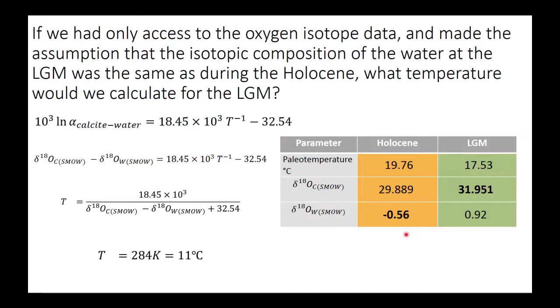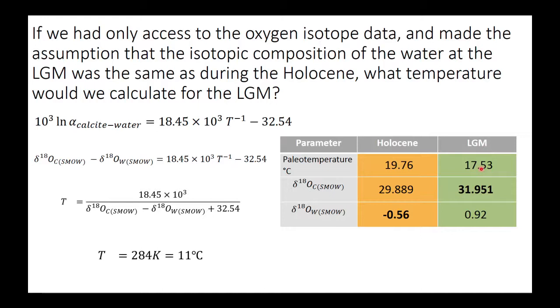So you can see that that is very different to the actual paleotemperature measured by magnesium-calcium ratios. So by ignoring the effect of the ice volume changing and changing the isotopic composition of the water, we've estimated a paleotemperature that's much colder. So you can think of oxygen isotopes as a combination of ice volume and temperature change, and both of them kind of work in the same direction.